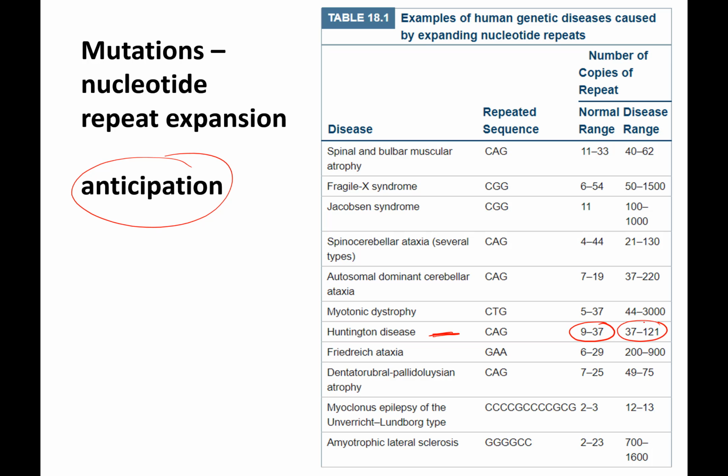But for some reason, when you get to 37 or above, and sometimes these numbers overlap, and sometimes these numbers have missing numbers, it's just the data we have at the time. When you get up here, you start to see disease. And many times, the more repeats you have, the more severe the disease is.